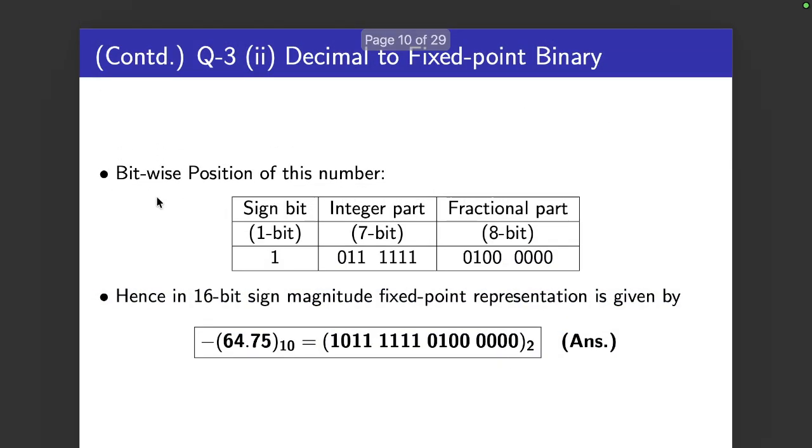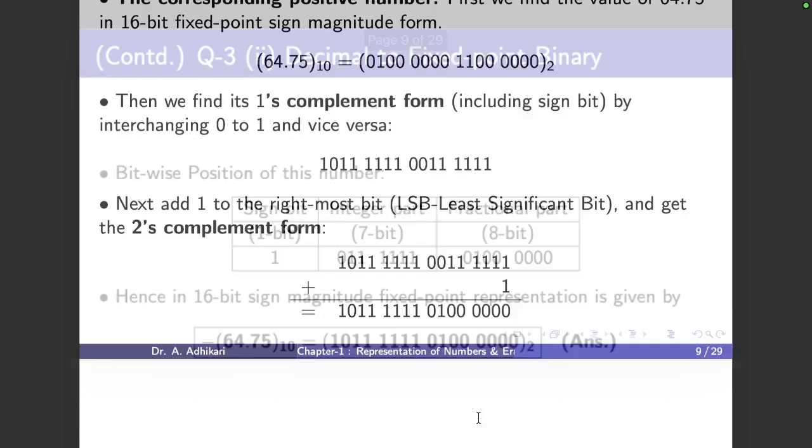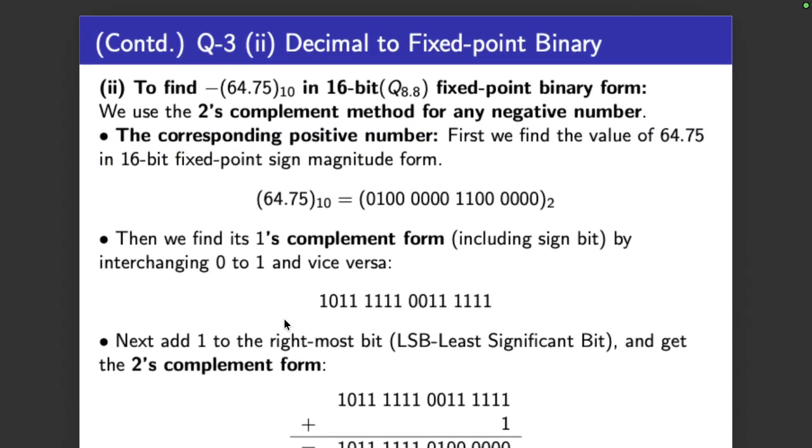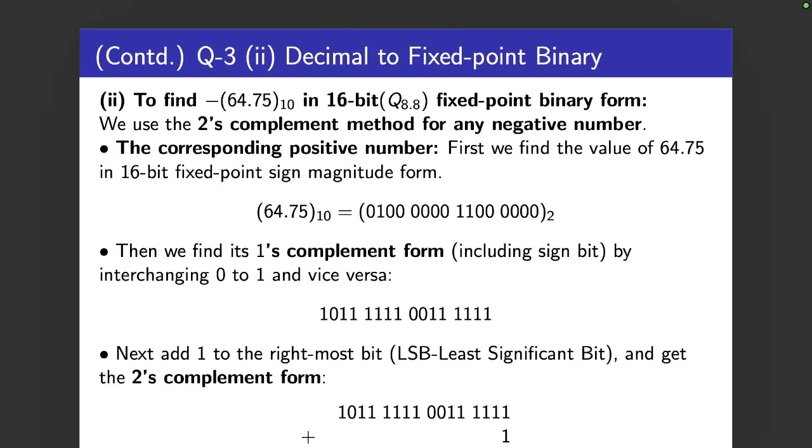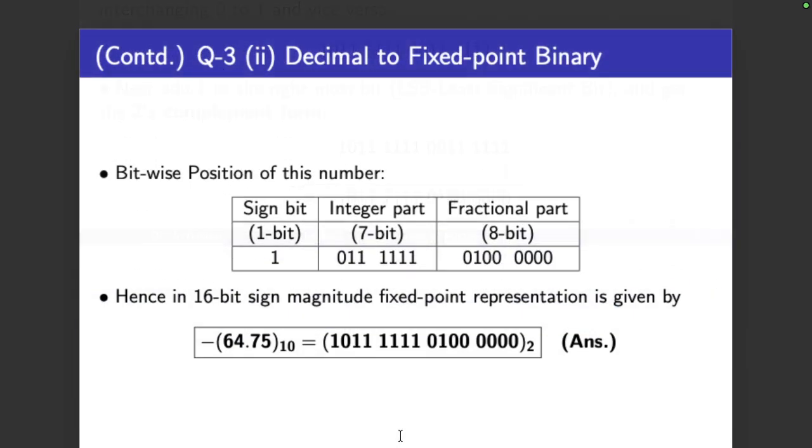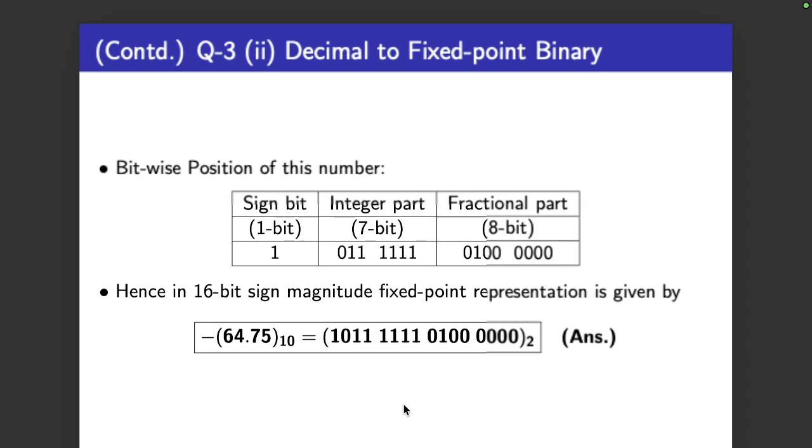Now the bitwise position of this number. Actually, this is the required answer. In bitwise form, the leftmost bit, the most significant bit, is 1, the sign bit. Next are the 7 bits 0 1 1 1 1 1 1, which are the integer part, and the rightmost 8 bits are for the fractional part. So this is minus 64.75 in decimal. This is the 16-bit sign magnitude fixed point representation.